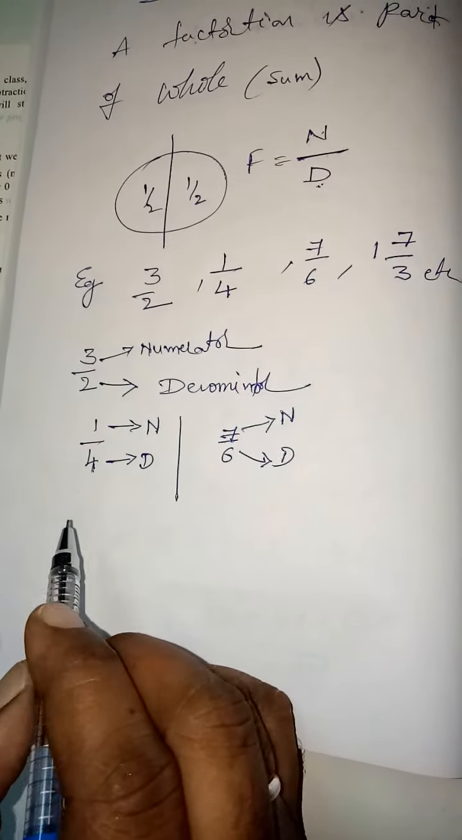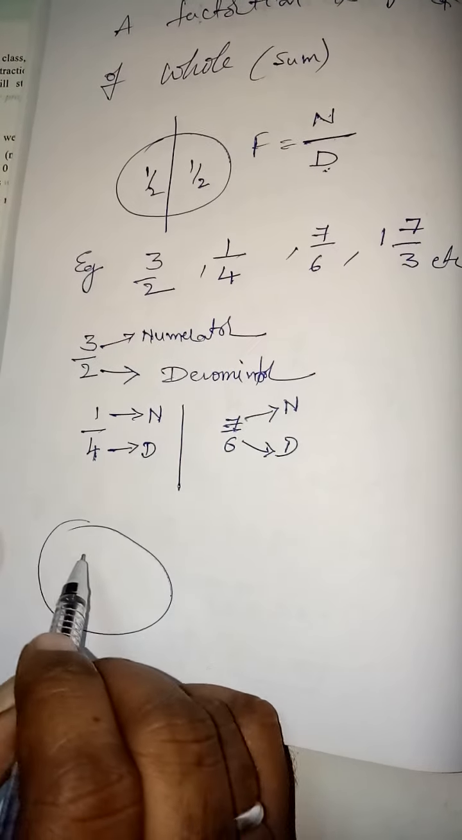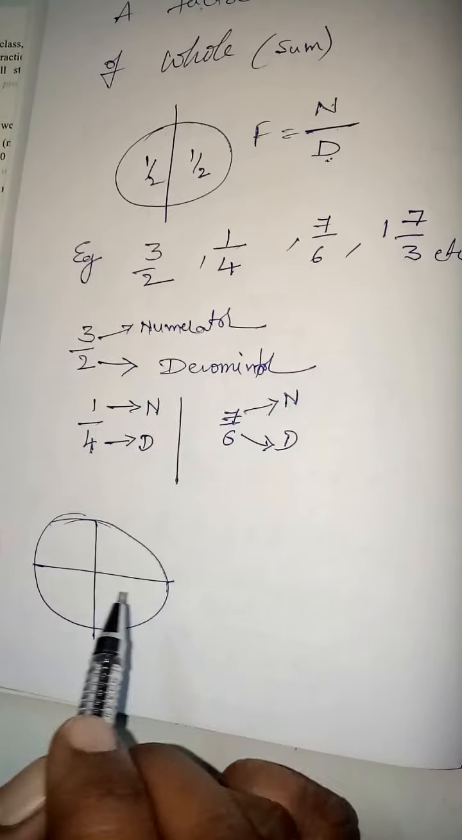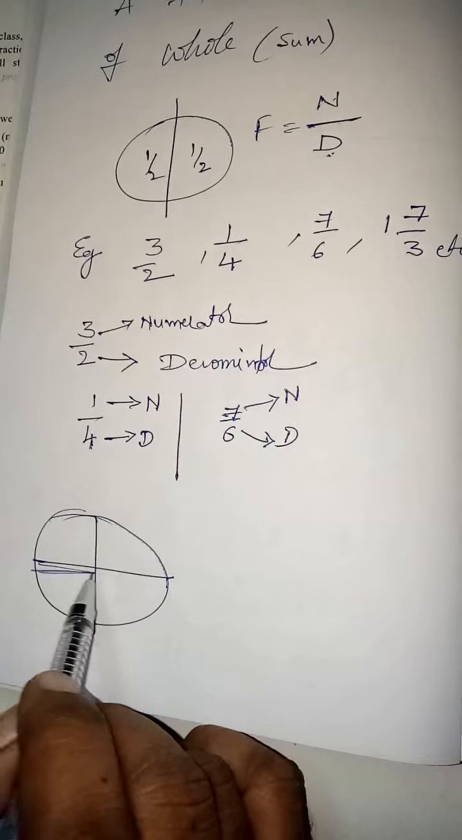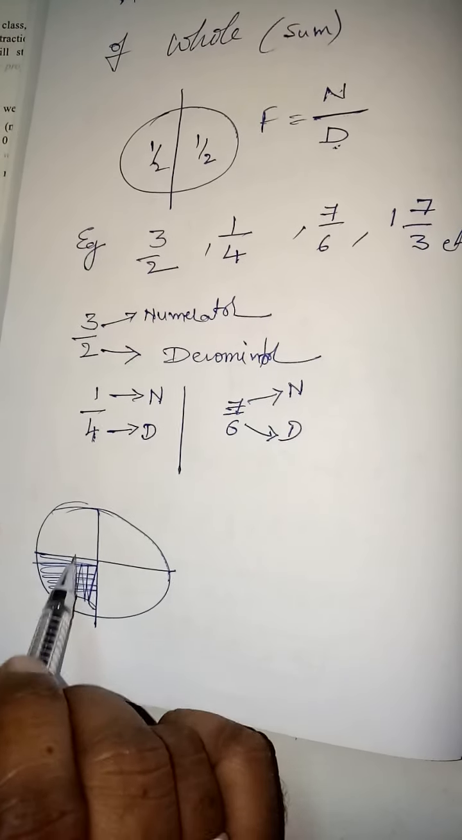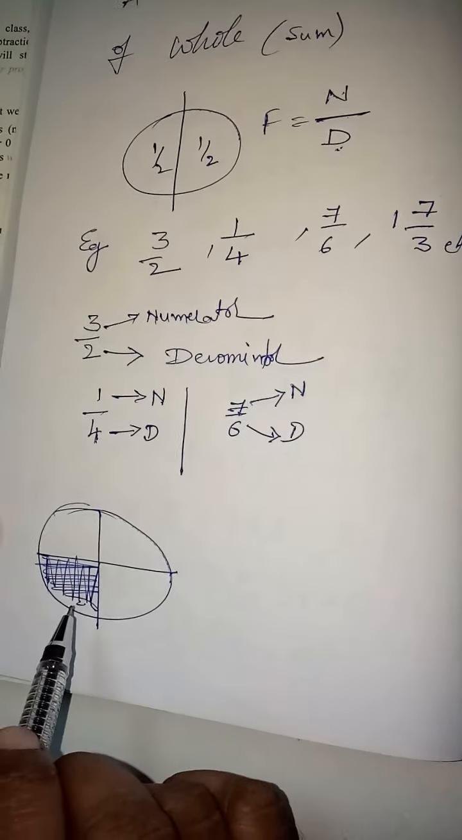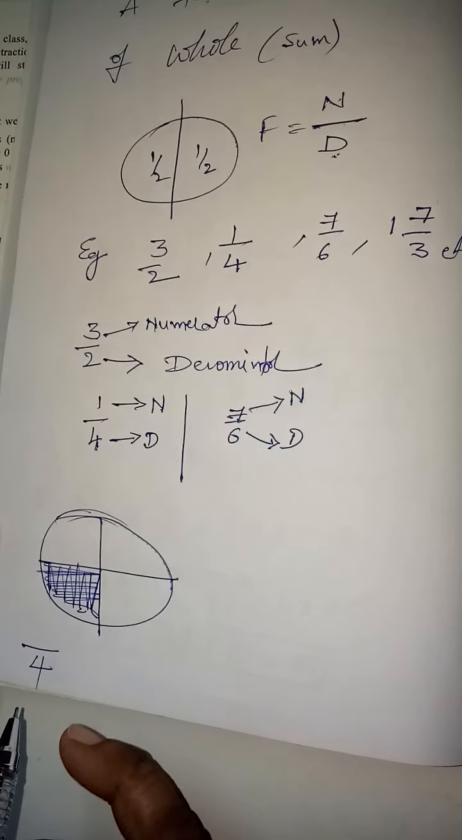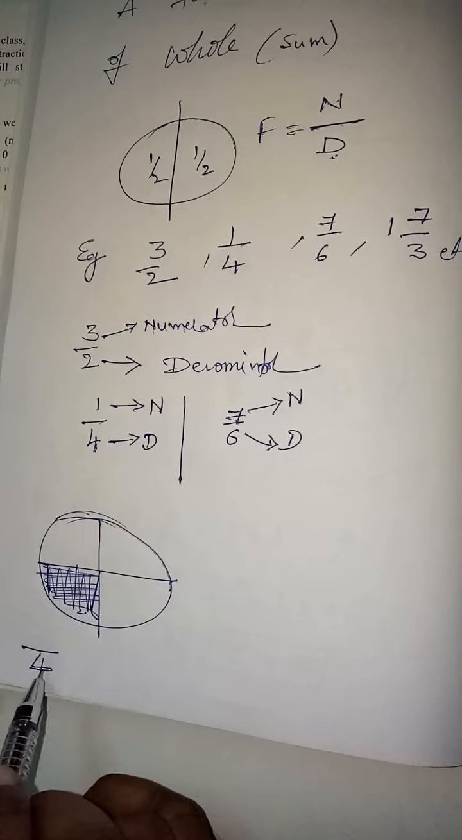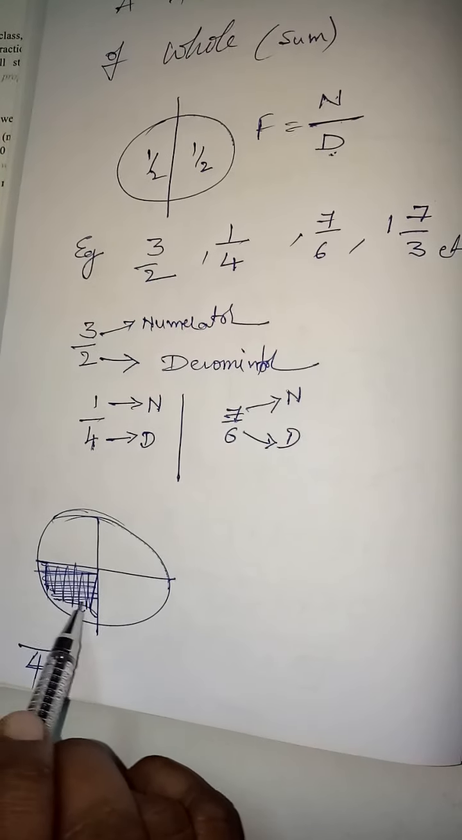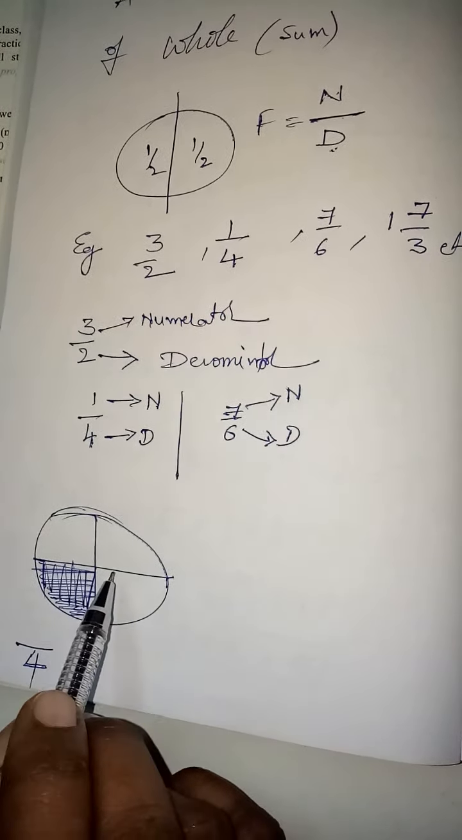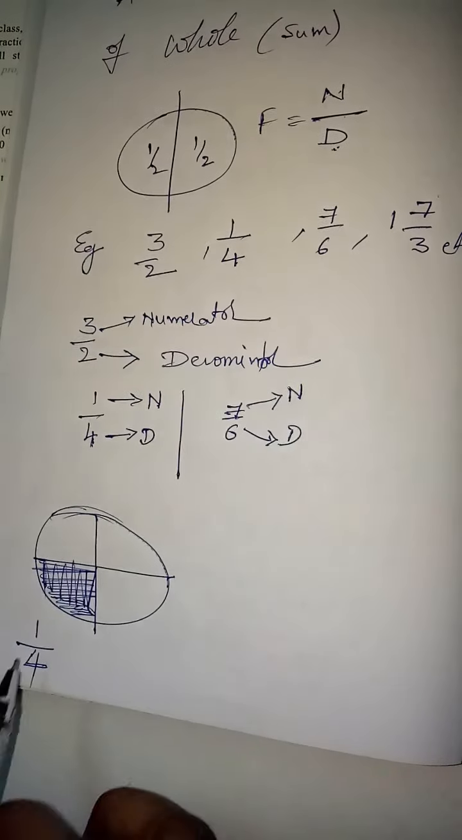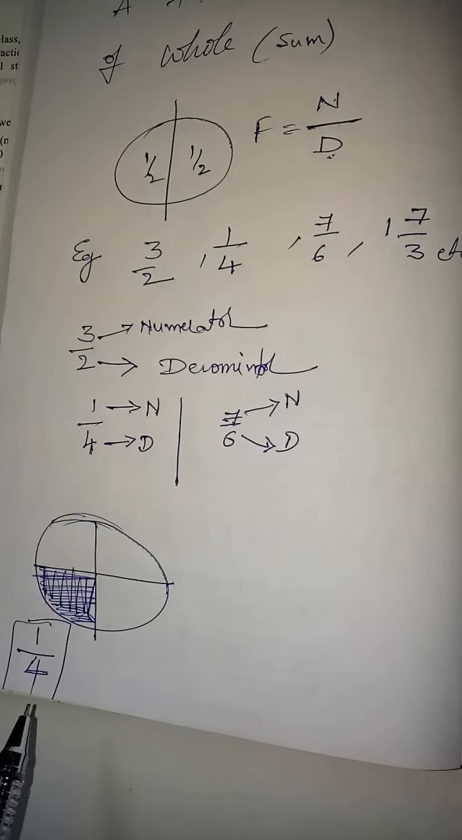The denominator always indicates the number of parts. For example, in lower classes we already learned it. Here I drew one circle divided into 4 parts, and I shaded one part. What is the fraction of the shaded part? The total figure divides into 4 parts, so write 4 in the denominator place. The required part is the shaded part, which is only one part. So the answer is 1 by 4.